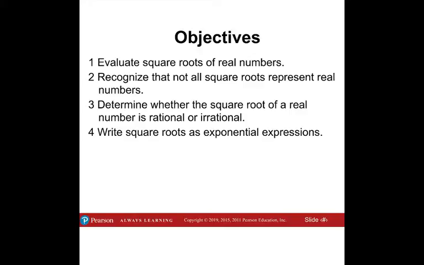Some objectives here are to evaluate square roots of real numbers. We want to recognize that not all square roots represent real numbers. Determine whether the square root of a real number is rational or irrational. And we want to write square roots as exponential expressions.